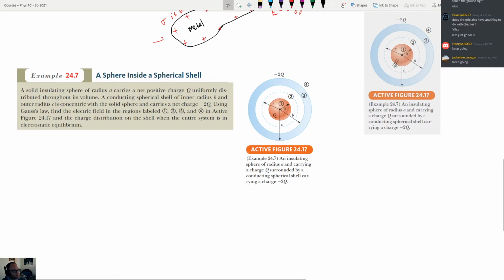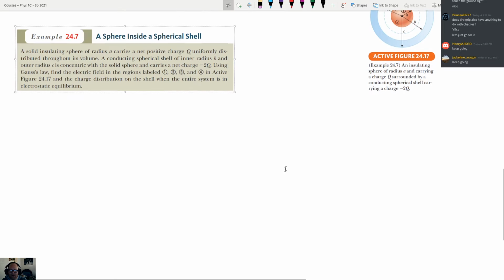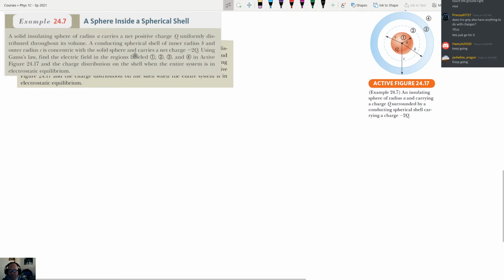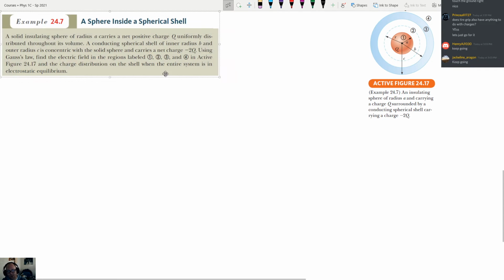All right, let's put this up here and go down just a little bit. So that's our system, and we basically just want to find the electric fields everywhere for R less than A, R between A and B, R between B and C, and then R greater than C.